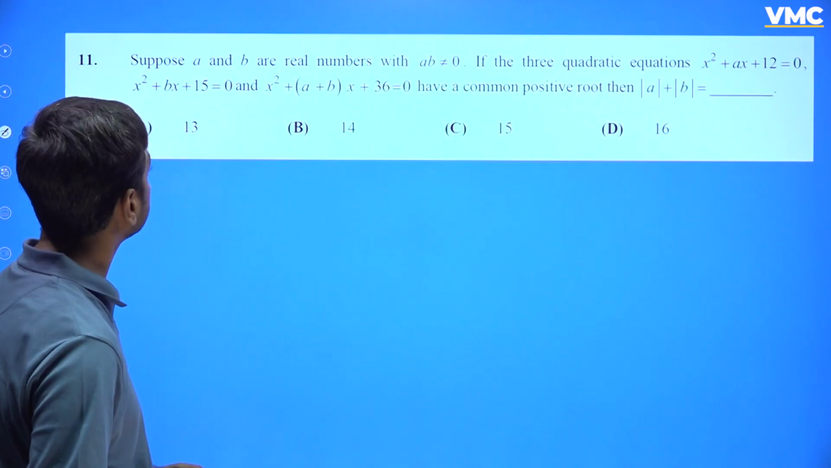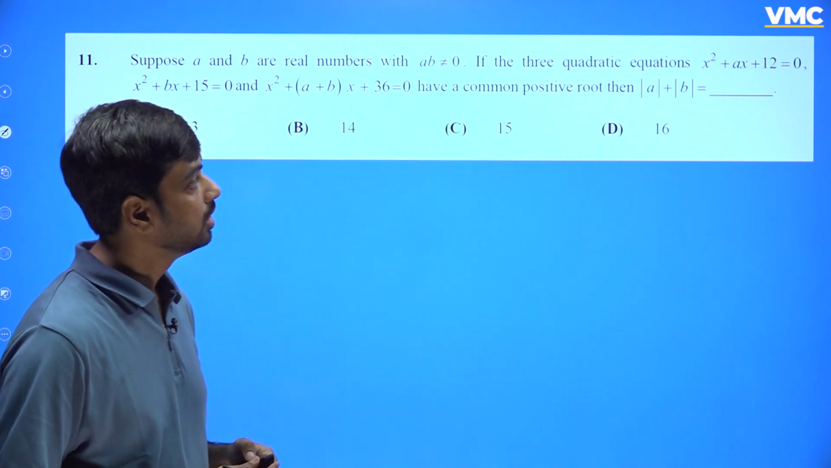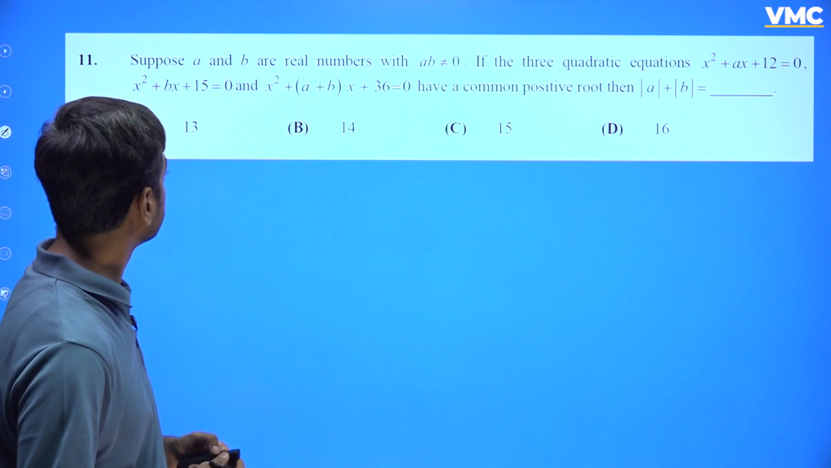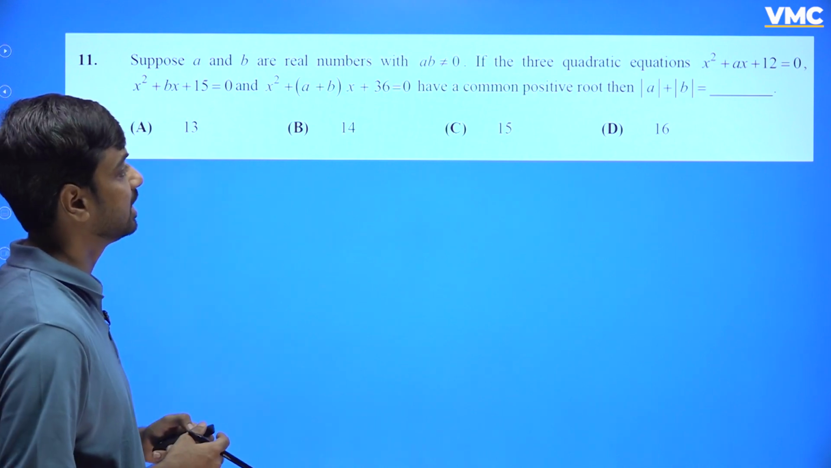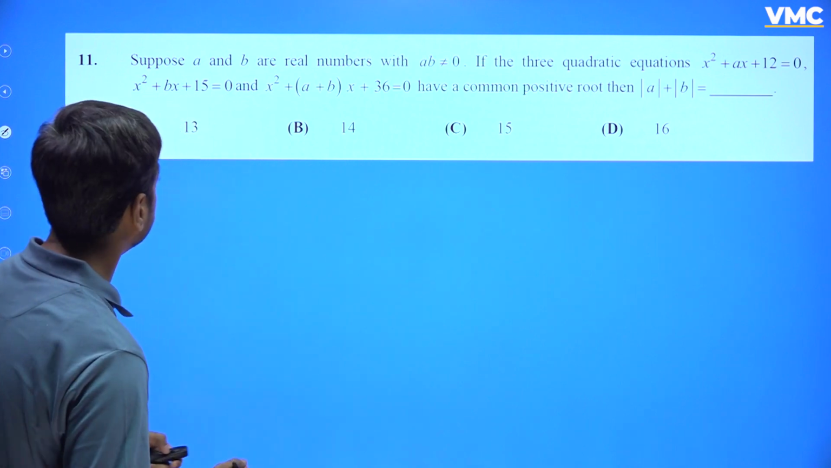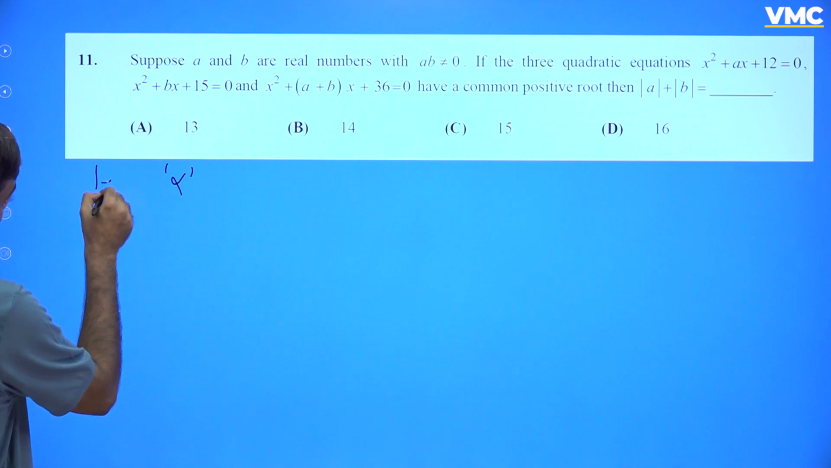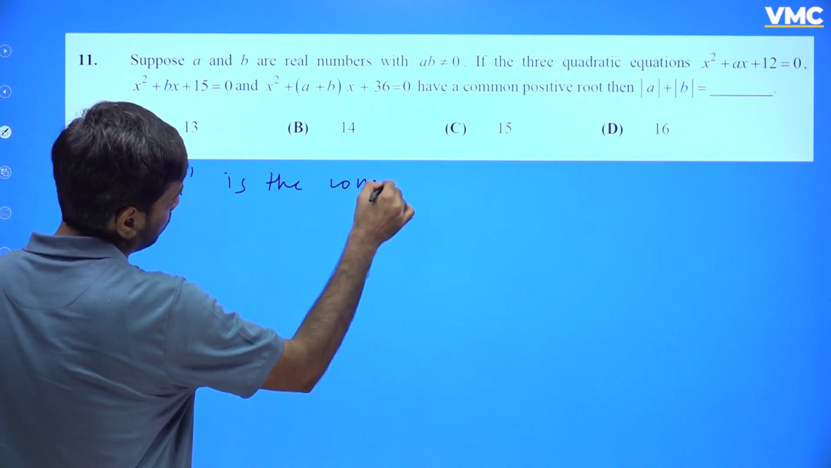So this is a nice question of common roots. Suppose a and b are real numbers with a into b not equal to 0. If the three quadratic equations x square plus ax plus 12 equal to 0, x square plus bx plus 15 equal to 0, and x square plus (a plus b)x plus 36 equal to 0 have a common positive root, then mod a plus mod b is equal to? So to answer this question, let alpha be the common root.